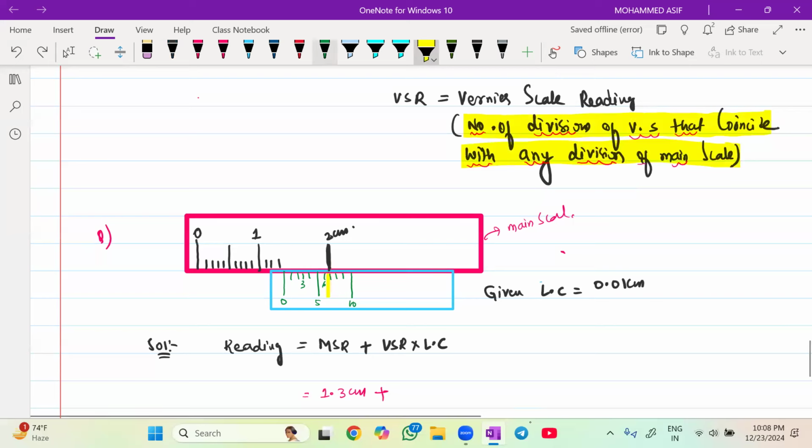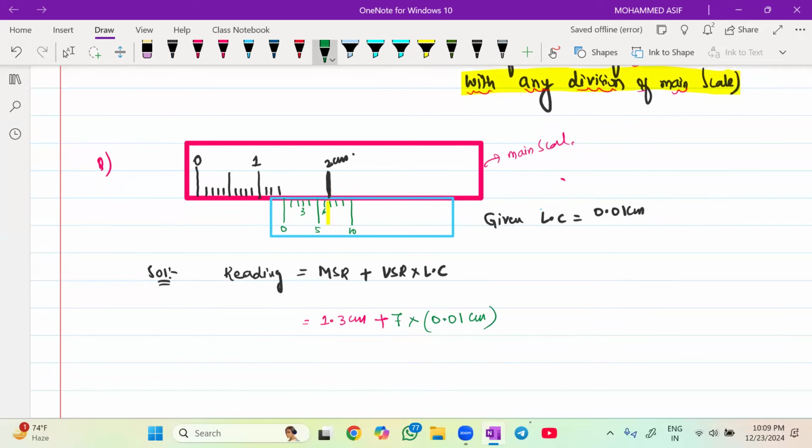Am I clear? 7 has been coinciding. That means it will be equal to your 7 multiplied by the least count, which is 0.01 centimeter. That is given for me in the problem. Am I clear? See here, 6, 7. This 7th one is coinciding.